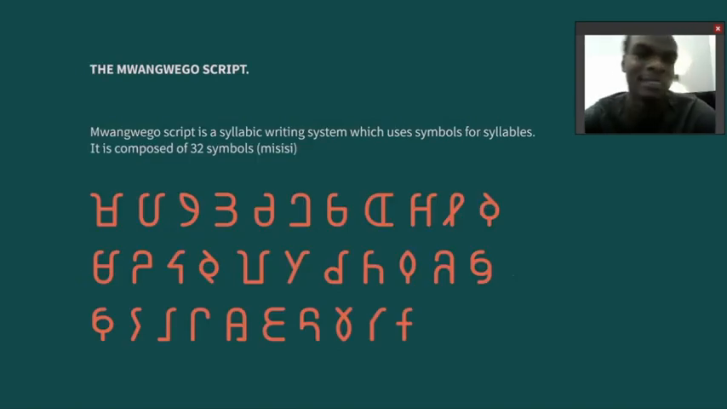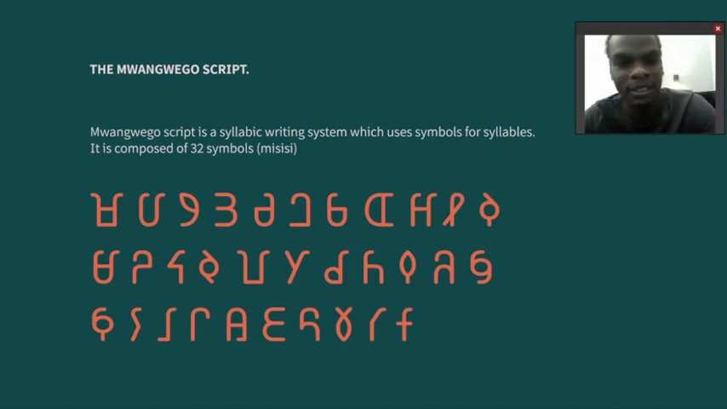So when talking about the writing system itself, the Mwangwego script, it's a syllabic writing system which uses symbols for syllables, and it is composed of 32 symbols, which are called misisi. And this is one of the major differences already with the usual Latin writing system that I'm used to designing for. There we've got a change in terminology already. We shift from letters or symbols to misisi, is it? So already we've got a shift in terminology, and that's one aspect of decolonizing.